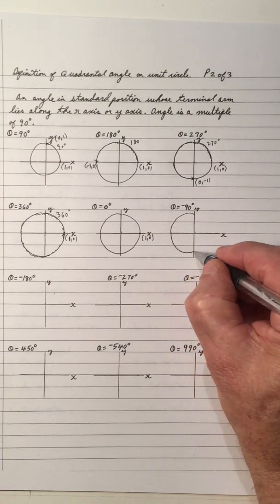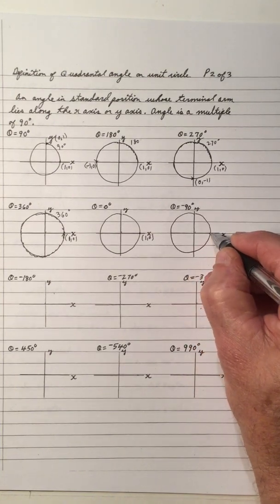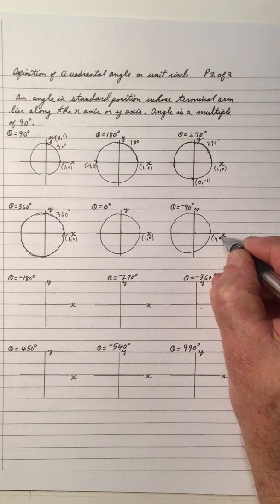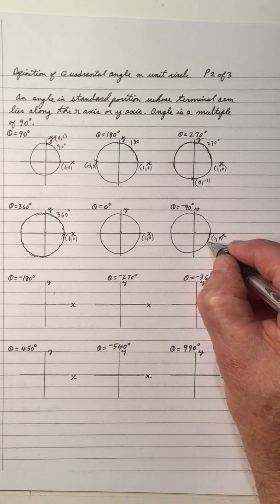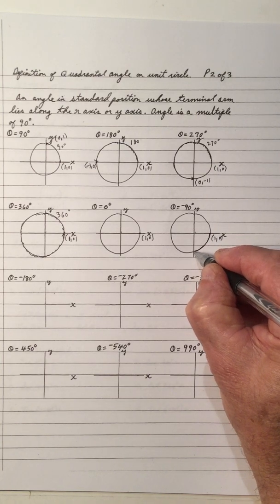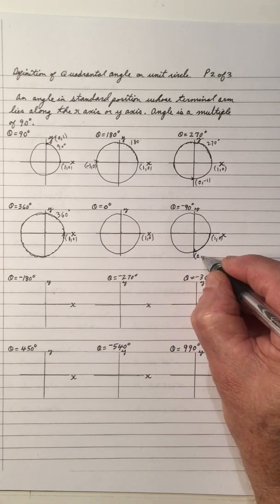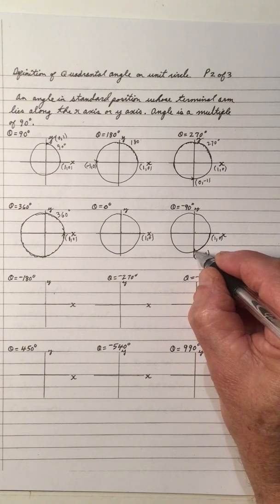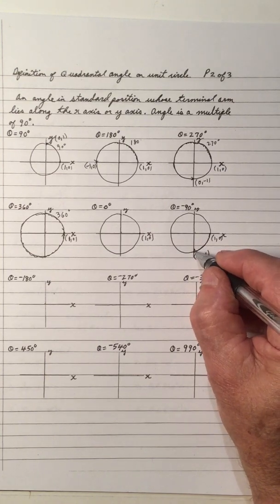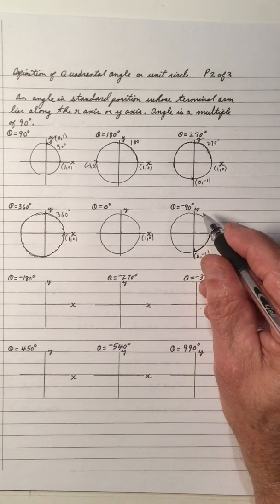-90 on a circle. -90 starts here at 1, 0, and we rotate -90. There it is. So we end up at the point 0, -1. -90 is a quadrantal angle because it ends up on the y-axis.